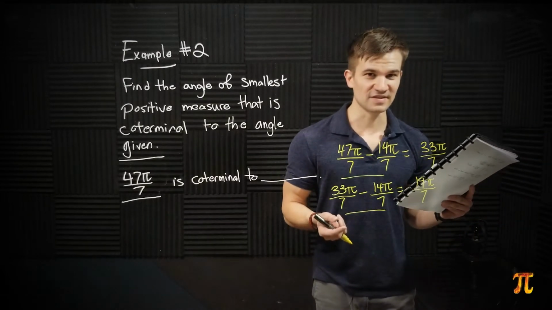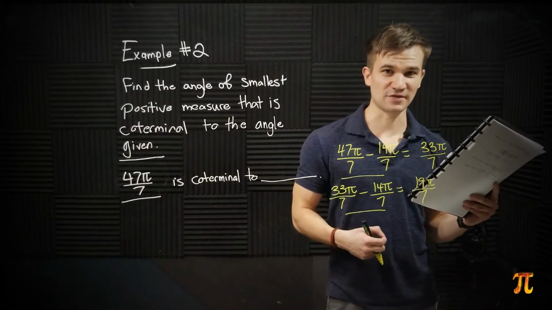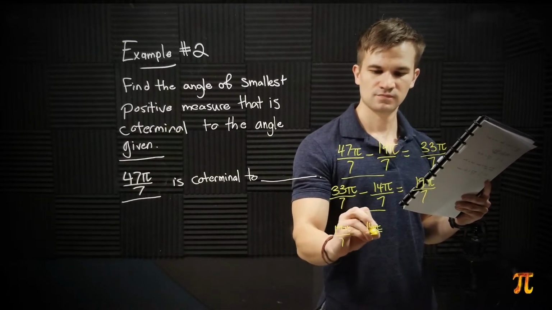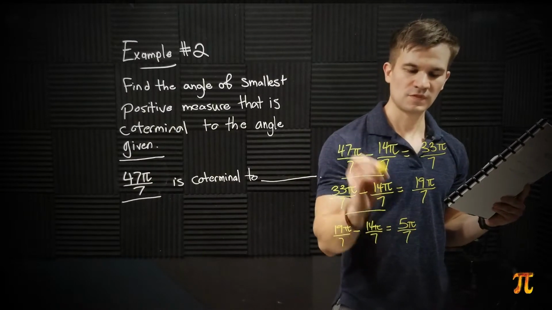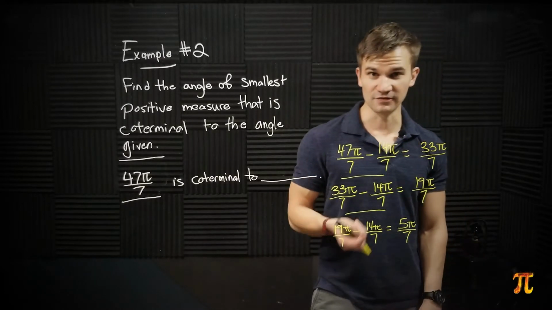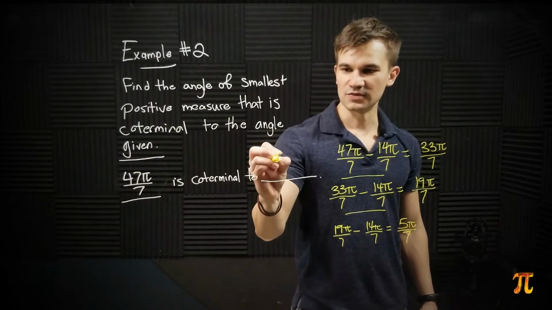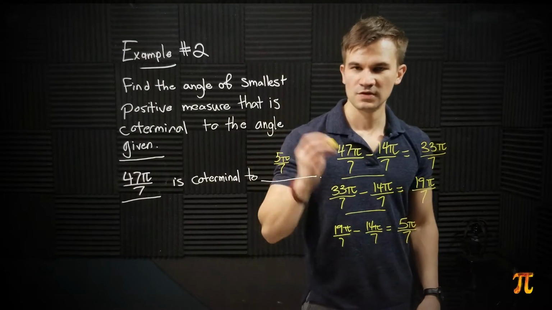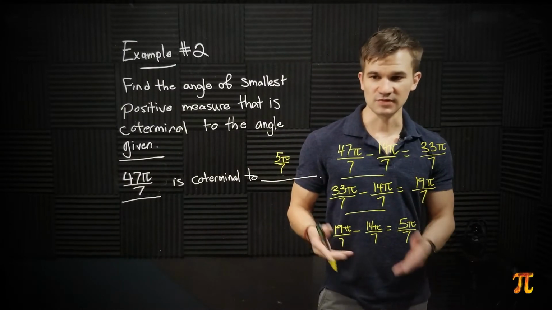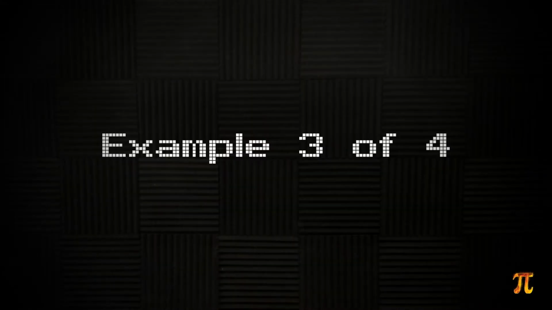19 pi over 7, that's still bigger than 2 pi, so I'm going to subtract a third time. And finally, we've gotten to an angle measure that is less than 2 pi, a full rotation. So that's the angle we were looking for. Notice that if I subtract 2 pi again, I will be negative. So this is the answer that we're looking for.